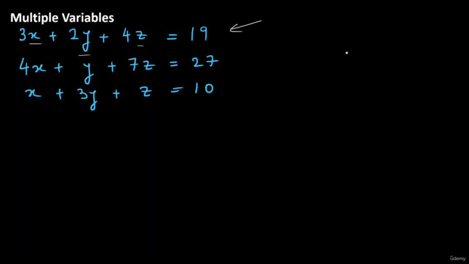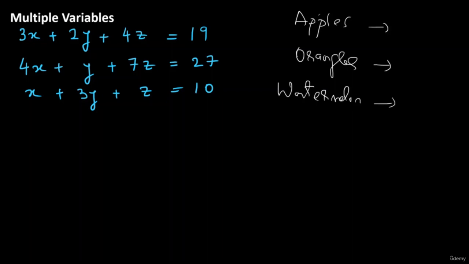For example, you are buying apples and you are buying oranges and you are buying watermelon. Now the cost of one apple is X dollars. The cost of one orange is Y dollars, and the cost of one watermelon is Z dollars.